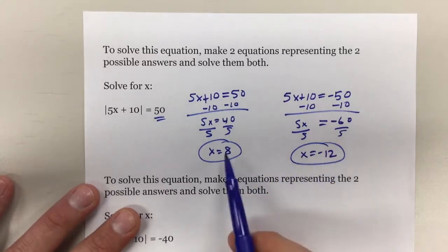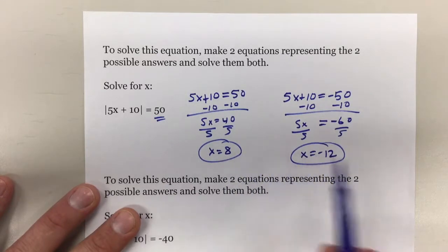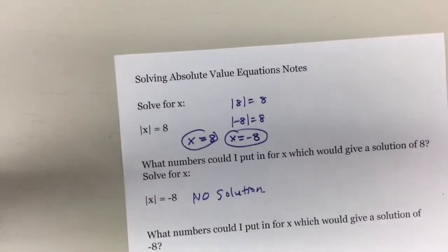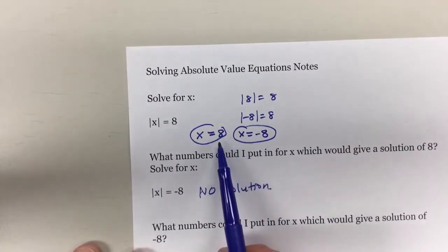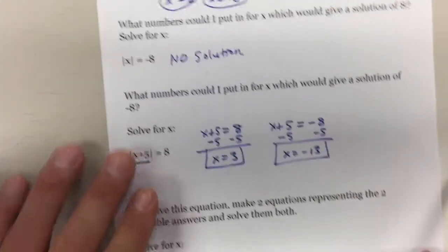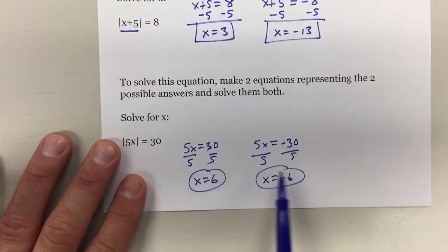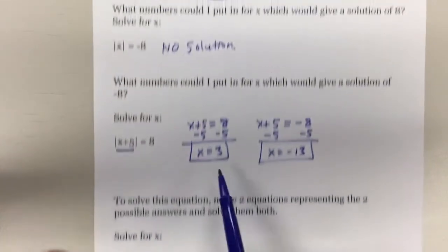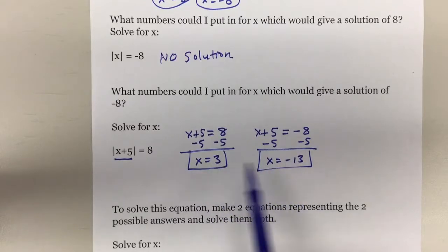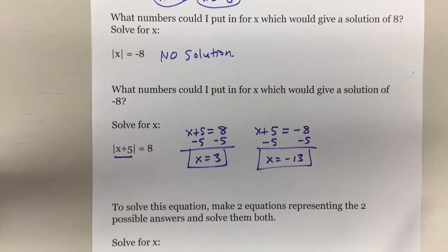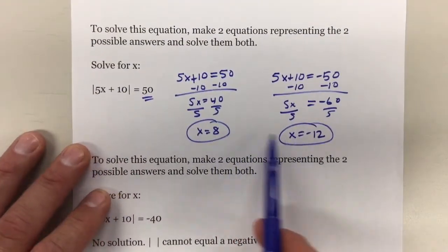Now, notice I got two different answers, okay? There are times, like on the previous page, where the two answers I got, one was just a positive 8 and one was negative 8. It was the same number, one was positive, one was negative. That happens sometimes, okay? Like here, one answer was 6, one answer was negative 6. But there are other times where the two answers I get are not going to be a positive and negative of the same number, where they're going to actually be two different numbers. So that's like the example we just did. I got two different answers.